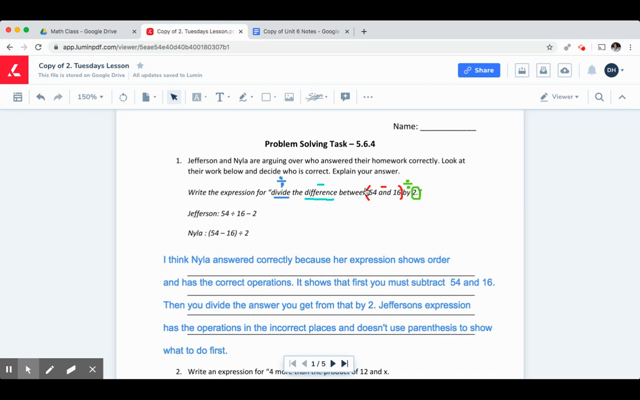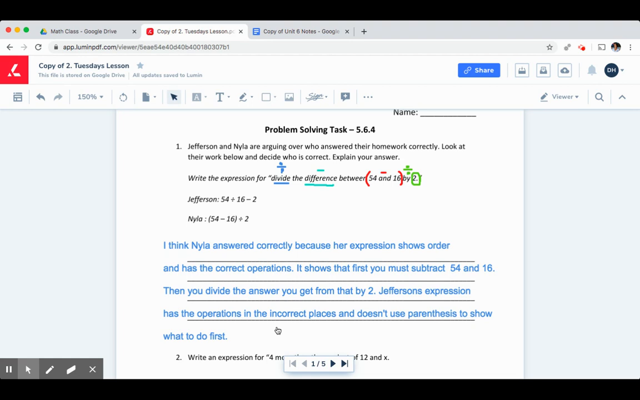So right now, I want you to try to explain in your own words, what's the difference between Nyla's work and Jefferson's work, and why is Nyla correct? So if you took the time to try and explain that in your own words, you're definitely on the right track to being able to master this content so that you're more prepared to take your exit ticket quiz.